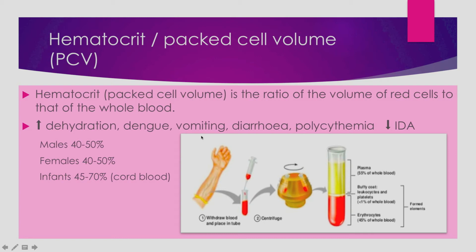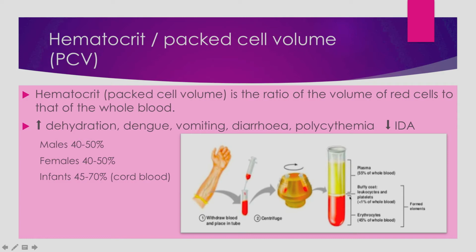Now this packed cell volume is very important. These hematocrit levels are very important to assess dehydration. Dehydration because of vomiting, dehydration because of diarrhea, or dehydration as in dengue. In dengue also there will be dehydration. So in dehydration and in dengue, the hematocrit level increases.